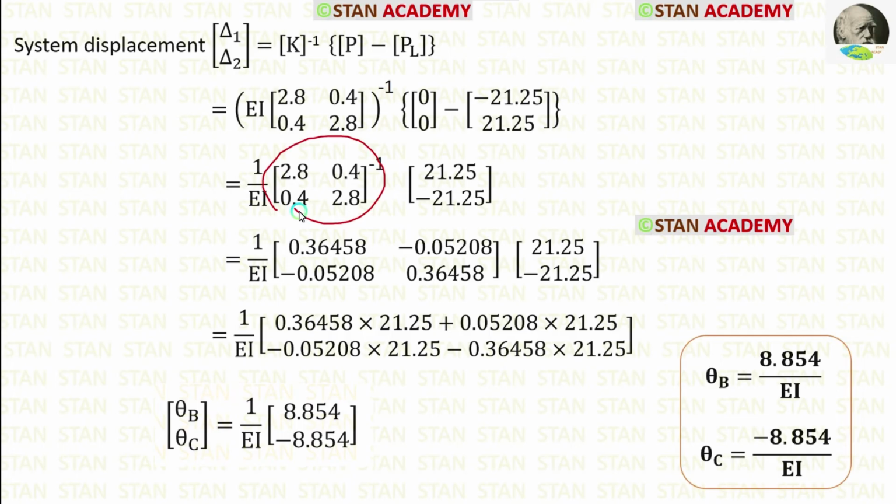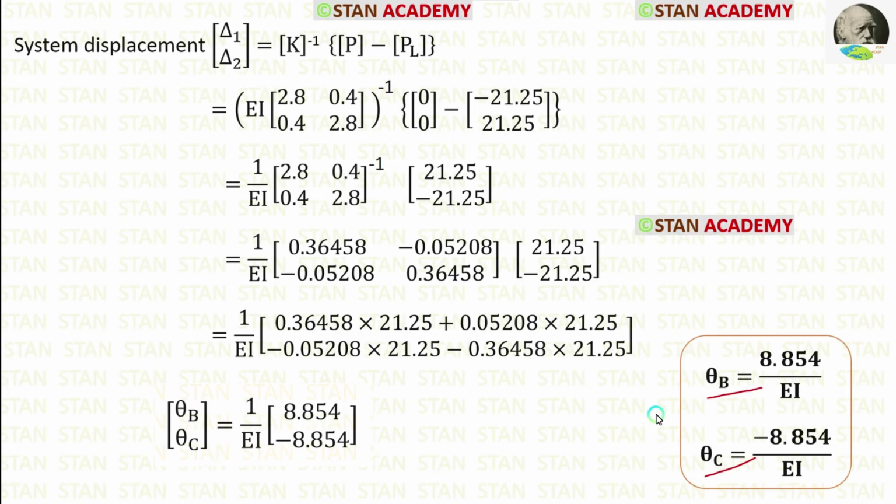If you do not know how to find the inverse of a 2 by 2 matrix, see the description below. There is a link. You can click the link and watch the video. I have used the calculator and found the inverse. Then we have to multiply these two matrices. After multiplying, we are getting these values. In this analysis, we have found the unknowns theta B and theta C.